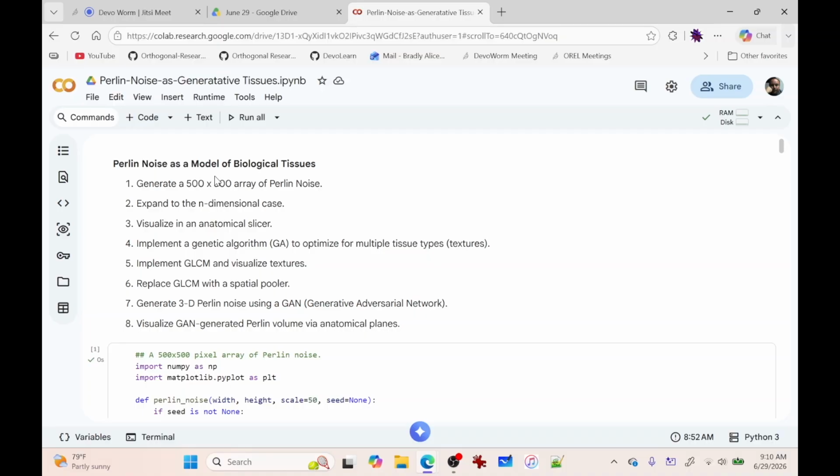So in consultation with Gemini, I came up with a methodology for what I wanted to do. The first thing I want to do is generate a 500 by 500 array of Perlin noise, and we'll see what Perlin noise looks like. So it's a two-dimensional array. Perlin noise is generated usually in 2 dimensions. If you use the standard Perlin noise techniques, say in Python, it's a 2-dimensional array.